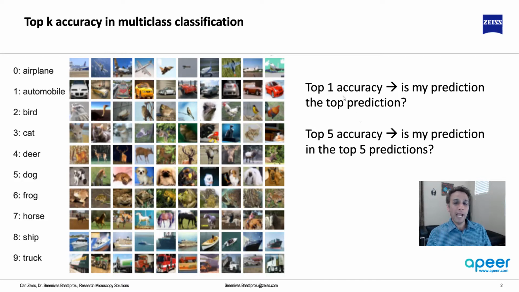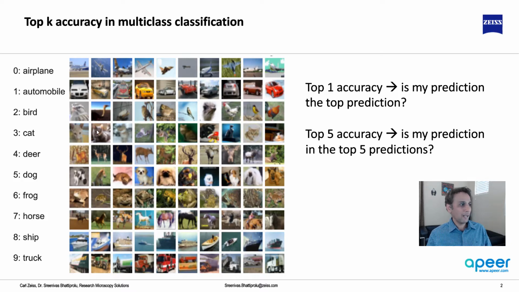Now, when you print out the accuracy, typically it's the top prediction. So if you have an airplane, is this classified as airplane? If so, then it is a correct prediction. If not, it's the wrong prediction. Top five accuracy basically means, is my prediction in the top five predictions? Yes, I know this is a wrong prediction, but is it at least in the top two or top three? Top five is a common term that people use, which is why I'm saying top five accuracy.